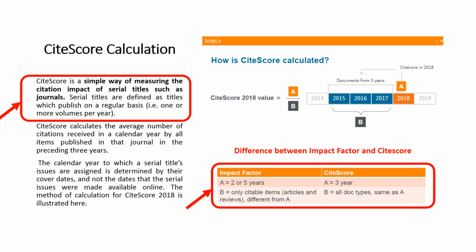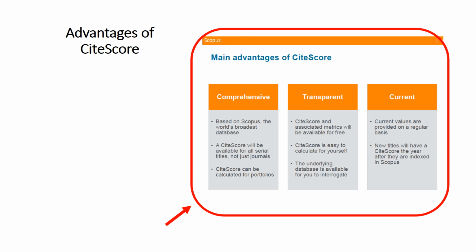Compared to other databases, Scopus provides CiteScore calculation. CiteScore calculation is a simple way of measuring the citation impact of serial titles such as journals. Serial titles are defined as titles which publish on a regular basis, for example, one or more volumes per year. The main advantages of CiteScore are that it is comprehensive, transparent, and current.